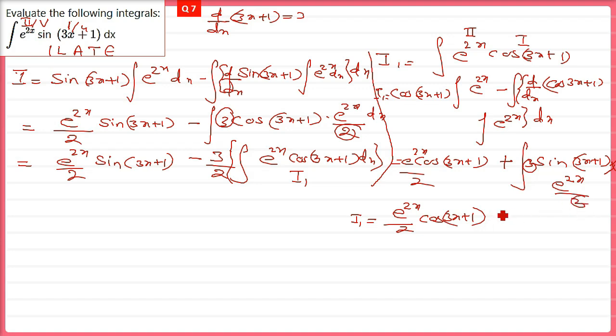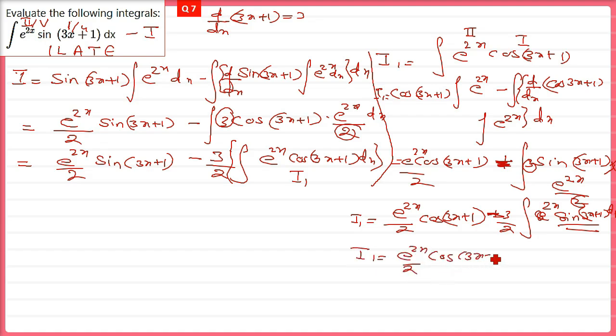Now 3 and 2 we can again bring outside. 3 by 2 was already there in I. Now I1 has given us again 3 by 2. So this sign I'm changing just to make it streamlined. So e raised to x sin 3x plus 1 dx, now this is I only. It has taken one more birth. So this is e raised to x by 2 cos 3x plus 1 minus 3 by 2, and this whole is I after that. I've just changed the sign because there was a confusion in sign.